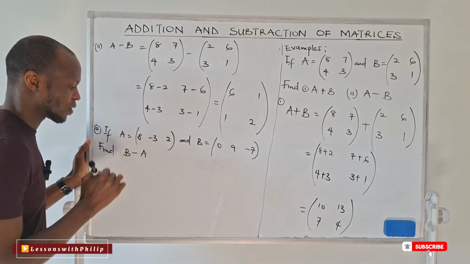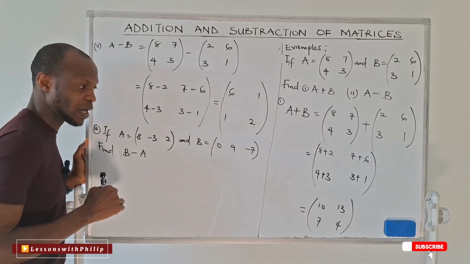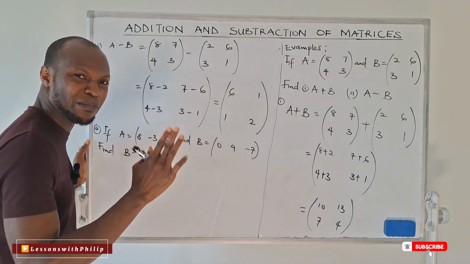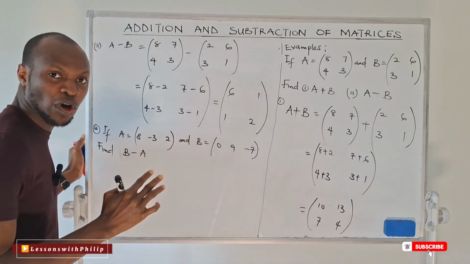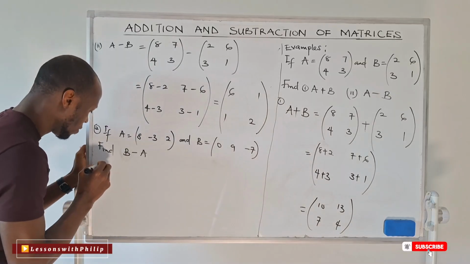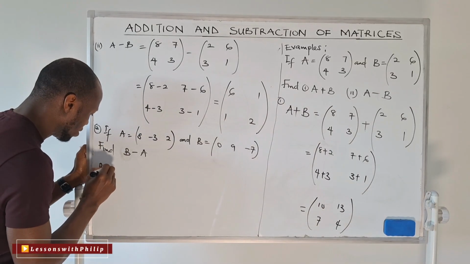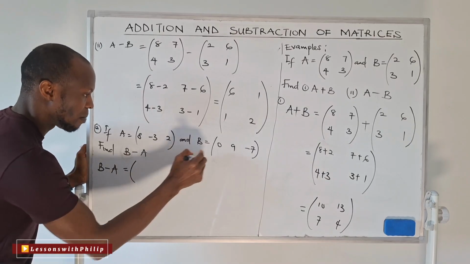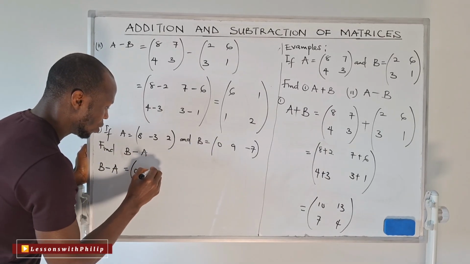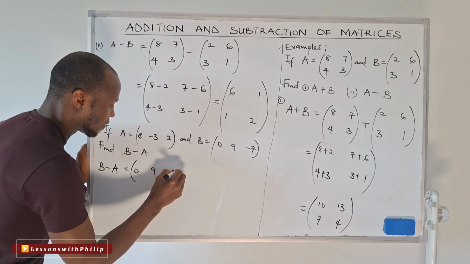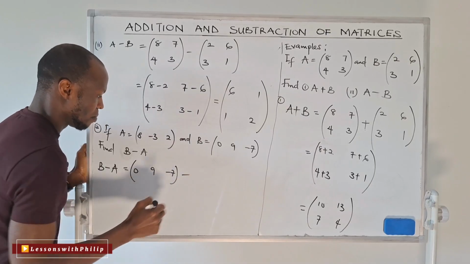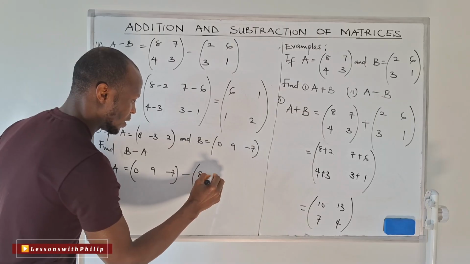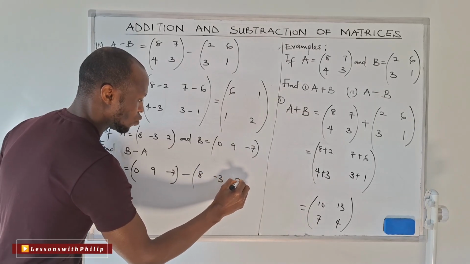Don't forget this first matrix is 1 by 3 matrix. This is also 1 by 3 matrix. That's the first thing you must confirm. You must confirm the order of the matrix you want to add or subtract. Now matrix B minus matrix A will be equal to, what is the matrix B? Matrix B is 0, 9, and minus 7. And matrix A is what? 8, minus 3, and 2.